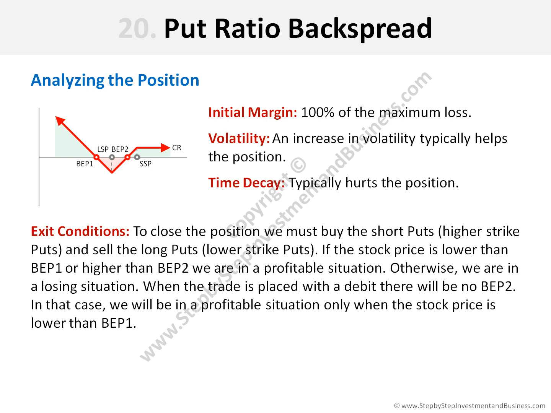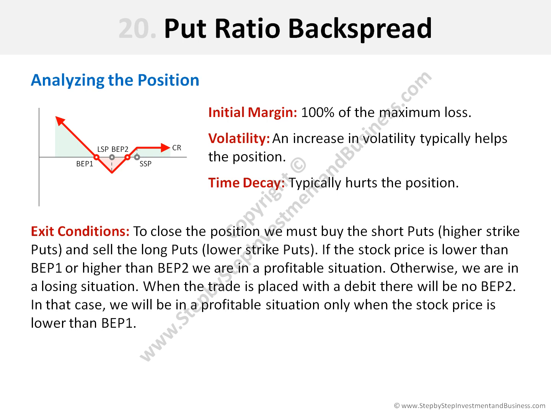Time decay typically hurts the position. With respect to exit conditions, to close the position, we must buy the short puts, that is, the higher strike puts, and sell the long puts, that is, the lower strike puts. If the stock price is lower than break-even point 1 or higher than break-even point 2, we are in a profitable situation. Otherwise, we are in a losing situation.